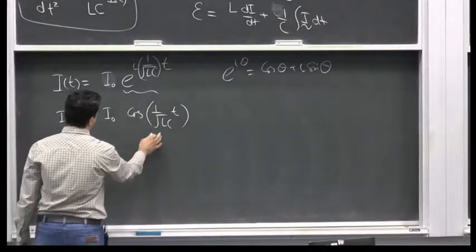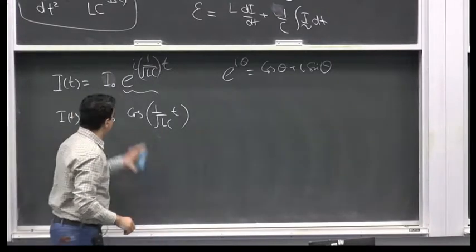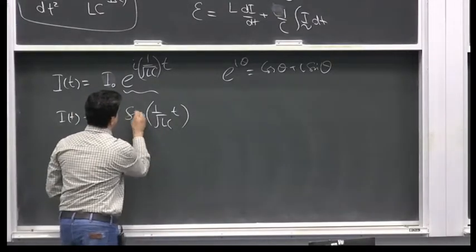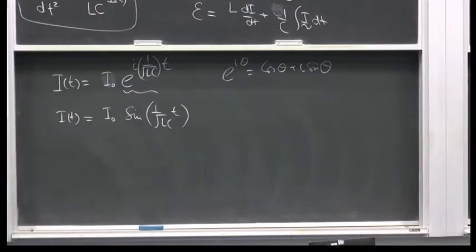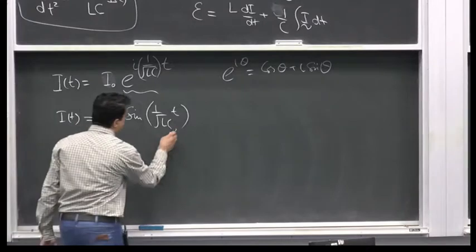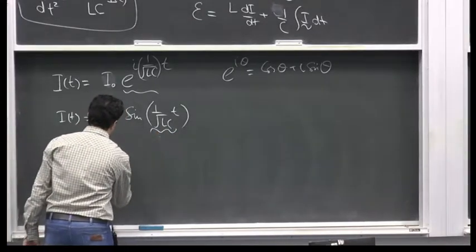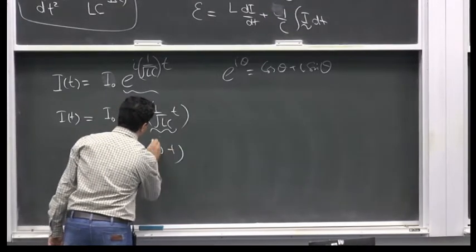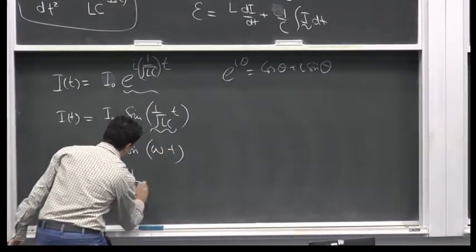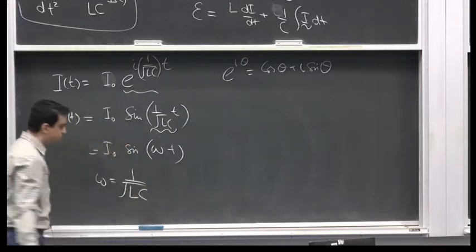This is the thing, but you can equally have a sine solution for it. This is something which we did last time. Last time we solved it for charge, and we ended up with a cos. We take a derivative, we end up with a sine. But just to be consistent, I'm putting sine over there. Anyway, it's sinusoidal. This is frequency. So I can write this as I naught sine omega t, where omega in this case is equal to 1 over square root of LC.